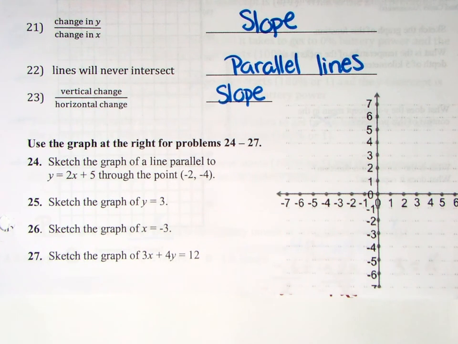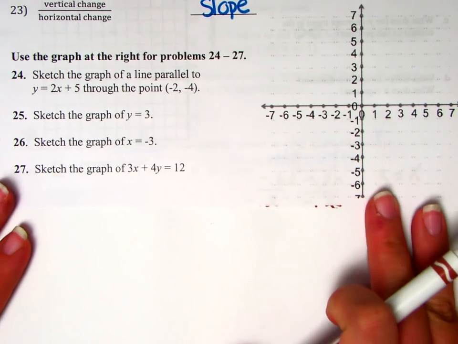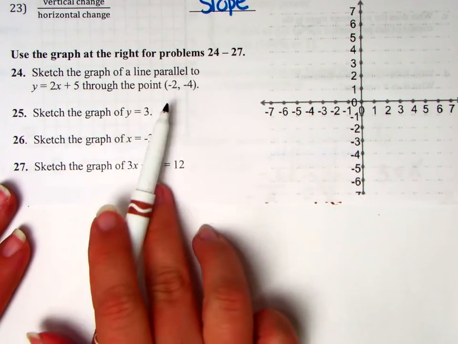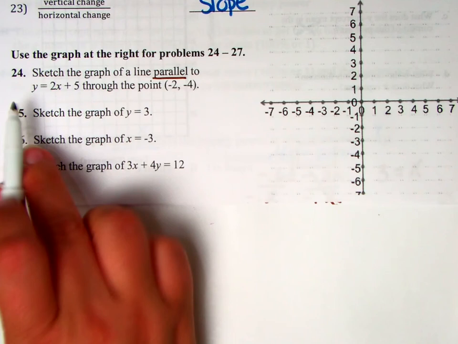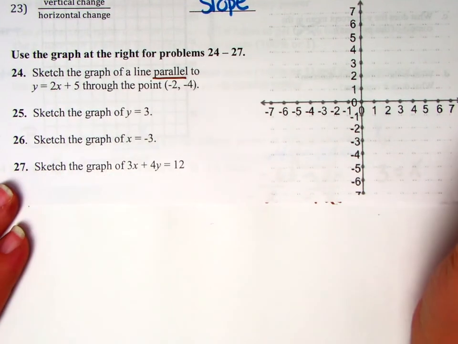Alright, so now we have to graph 4 different lines. These 4 different lines are all going to be on the same graph, so that's not going to be too much fun. But I think we'll live. So number 24, and I'll scoot the paper up so y'all can see. Sketch the graph of a line that is parallel to this equation, but goes through the point -2, -4.